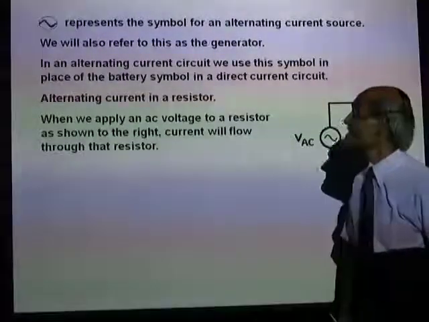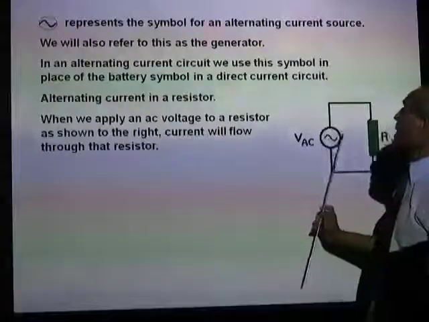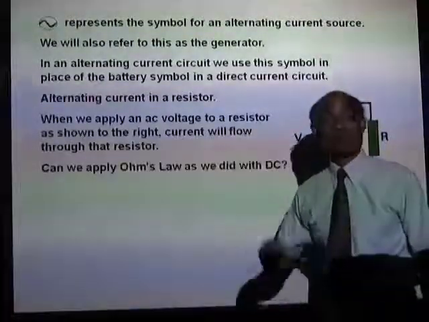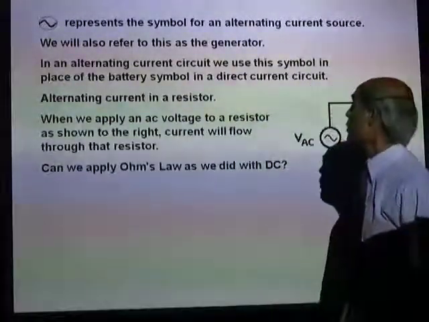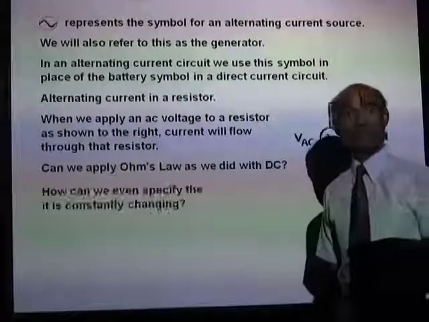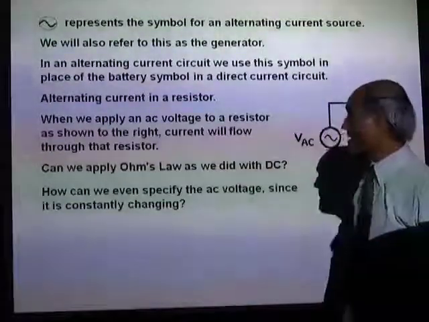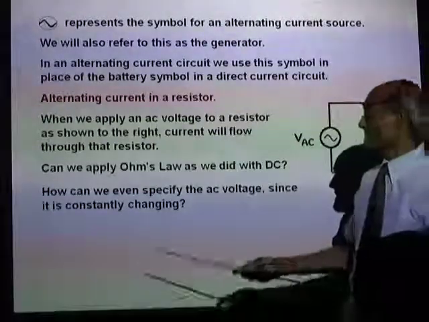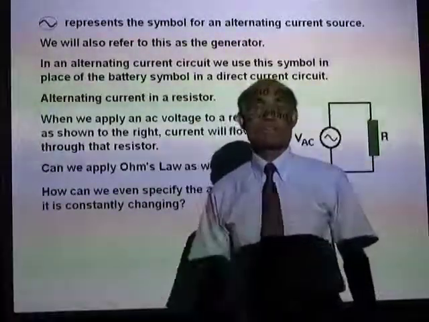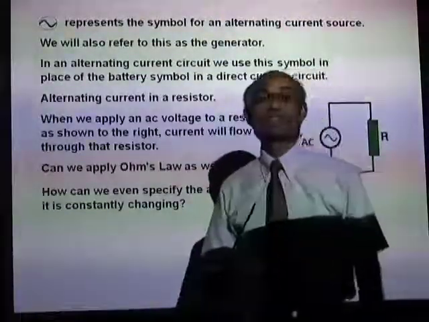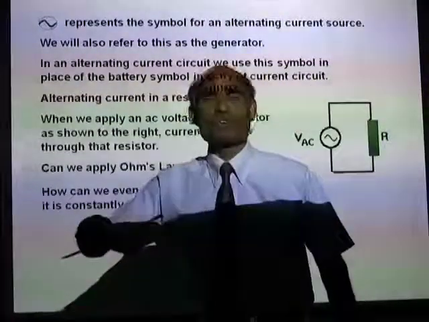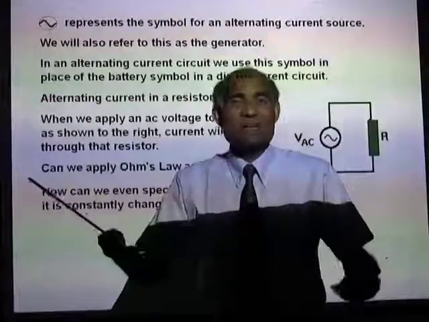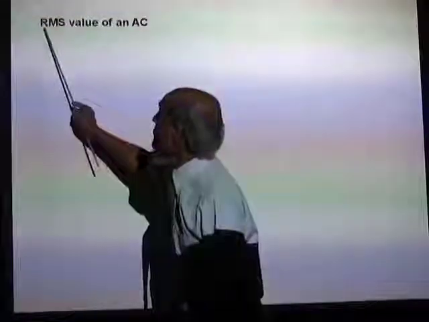When we apply an AC voltage to a resistor, the current will flow through the resistor. But remember that current will be varying and alternating. Can we apply Ohm's law as we did with the DC? Well, how can we even specify the AC voltage since it is constantly changing? Therefore, before we talk about this, we need to talk about how we deal with such a changing voltage. An AC voltage never remains steady. So, let's first of all talk about the RMS value of an AC.